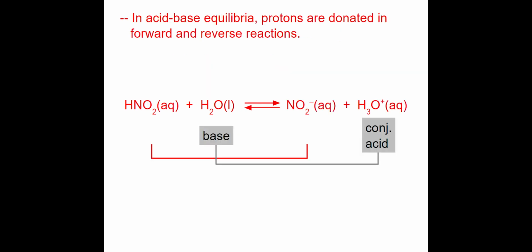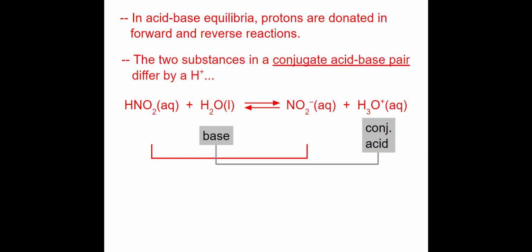In acid-base equilibrium, protons are donated in forward and back reactions. The two substances in a conjugate acid-base pair differ by a hydrogen, and the acid has the extra hydrogen. Over here, HNO2 is acting like an acid. It donates a hydrogen and becomes NO2-. Over here, H3O+ is going to act like an acid. It's going to donate a hydrogen and become H2O.